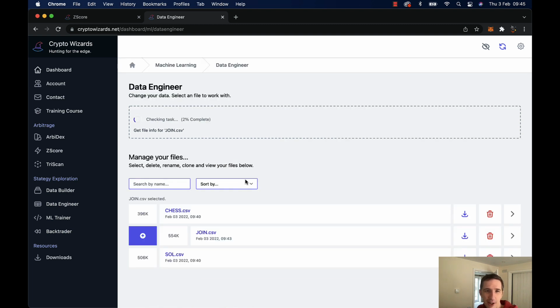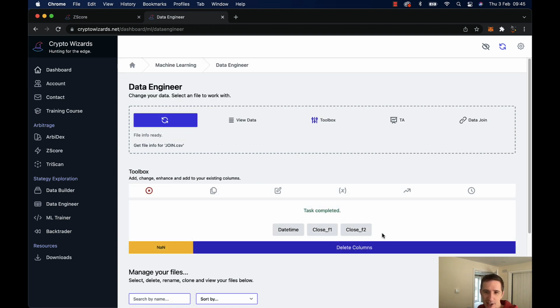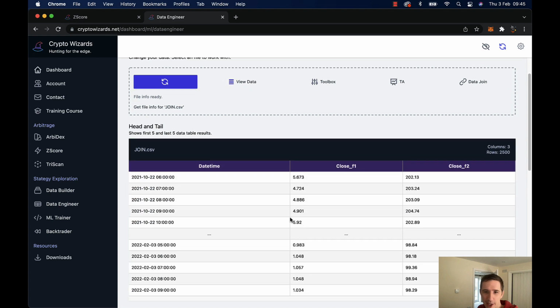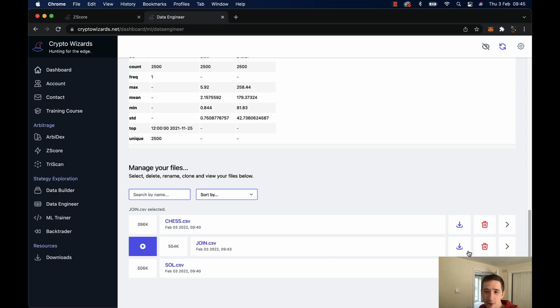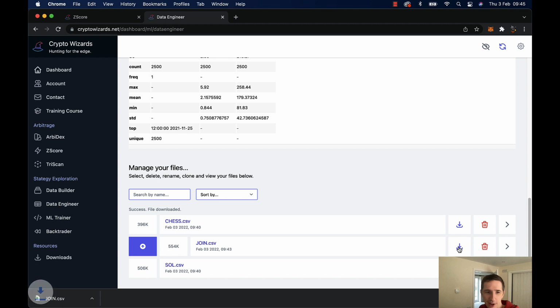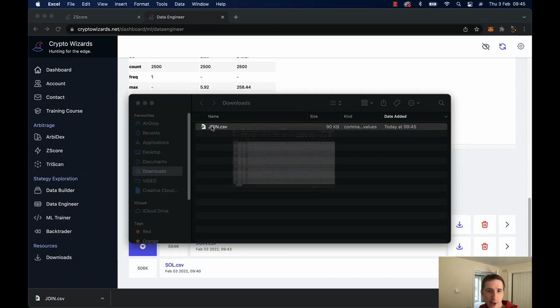If I refresh this now, you'll see that there's only 3 columns of data. If I go to my data, you'll see there's only 3 columns: the date and time, the price of Chess and the price of Sol. So that's all I need. This is great. Now what we can do is download this. I'm going to click on this download icon here, and you can see here's my CSV file for join. I'm going to show in Finder and open this file.